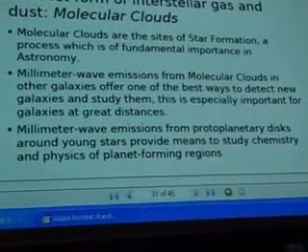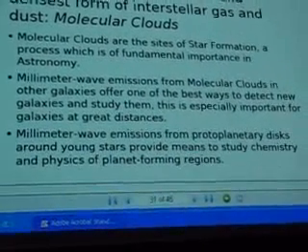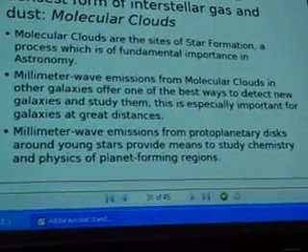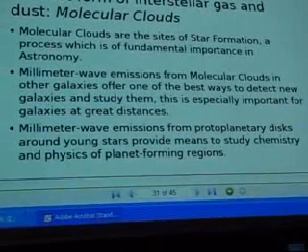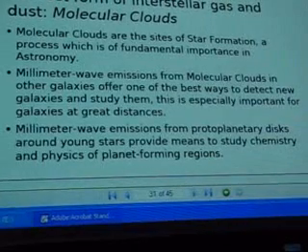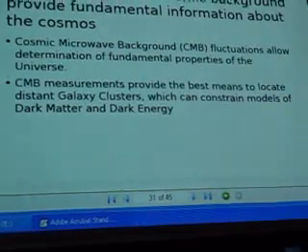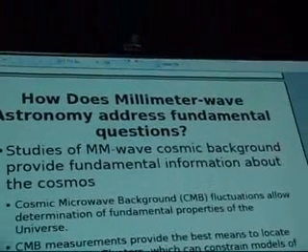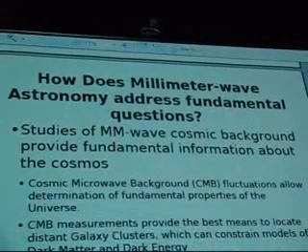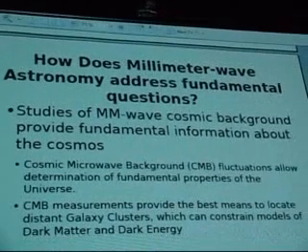And then finally, by looking at the millimeter wave emission from protoplanetary disks, we can study the chemistry and the physics of these disks and begin to learn something about their origin and evolution. There's another interesting trick, and that has to do with looking at the cosmic microwave background.